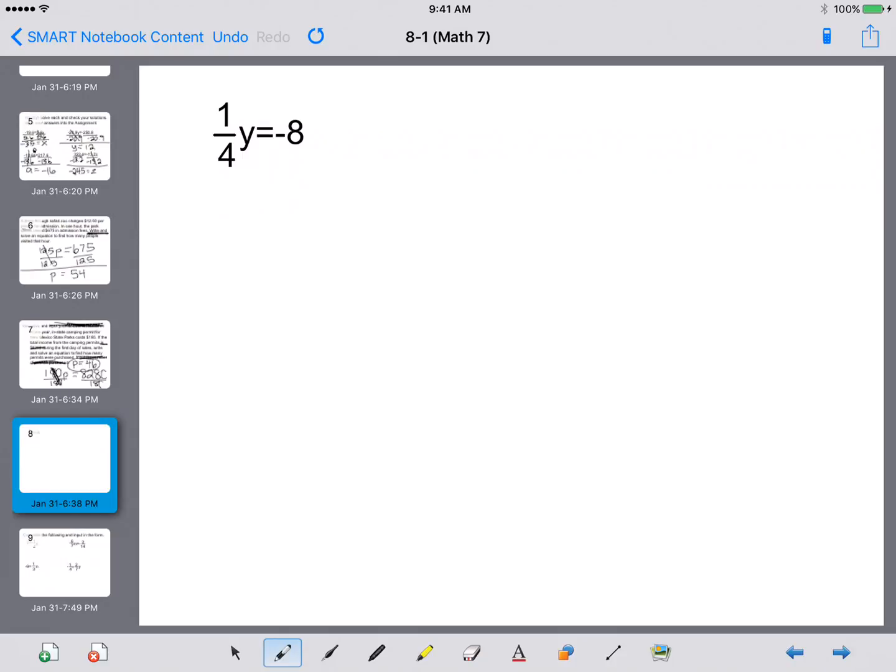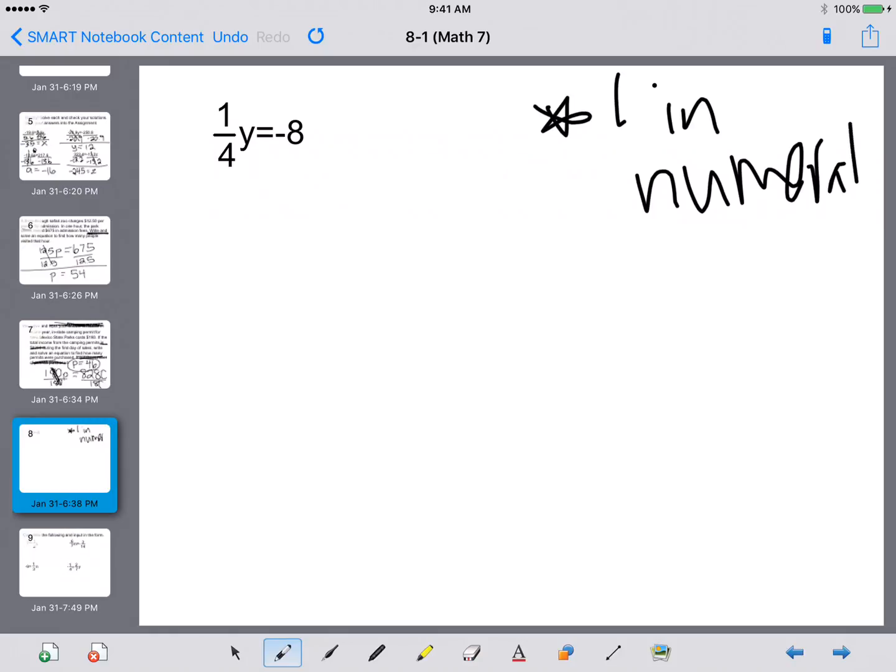Now, we know that 1/4 y equals -8. In order to get that alone, we have to divide by the coefficient. But if you have a fraction that has a 1 in the numerator, so this only works if there's a 1 in the numerator, you can just multiply by the denominator. So as long as there's a 1 up here, this will work. If there isn't a 1, you can't do it this way.